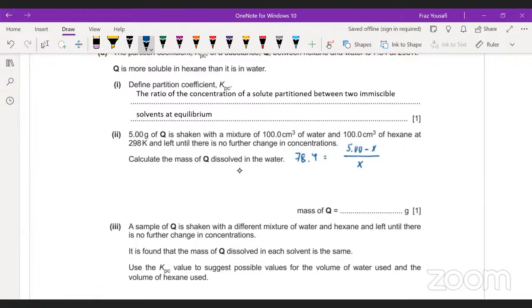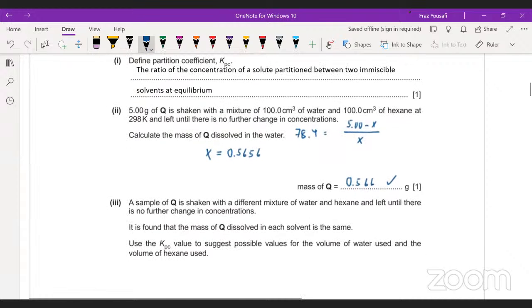All of that is equal to 7.84. And then you simply solve for the value of X, which will give you the amount of your substance that is dissolved within water.